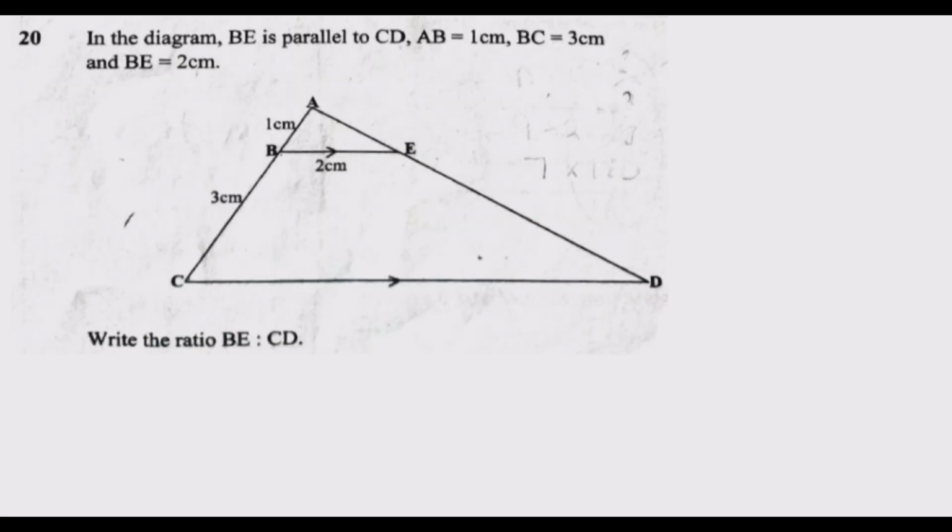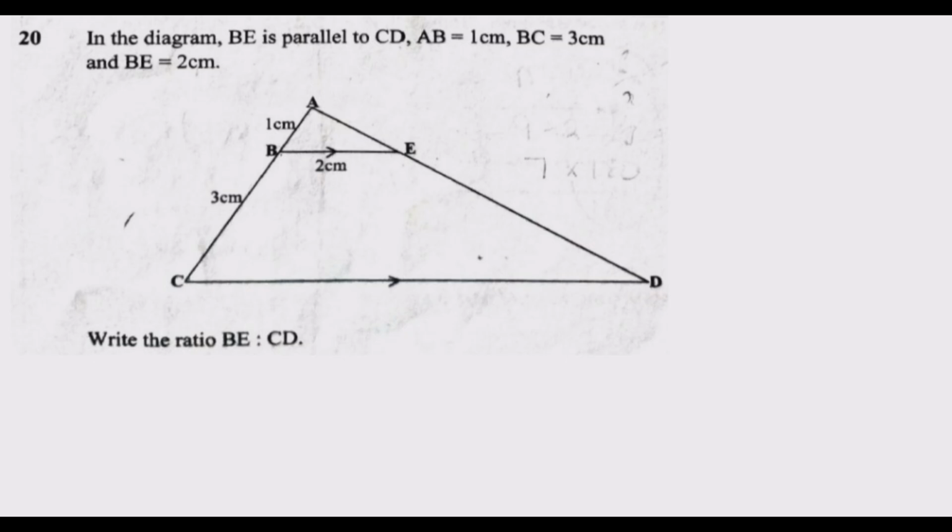Question 20 is as follows. In the diagram, BE is parallel to CD, AB is equal to 1 centimeter, BC is equal to 3 centimeters, and BE is equal to 2 centimeters. Then the actual question is as follows. Before you go to the actual question, you need to make sure that you study the diagram.